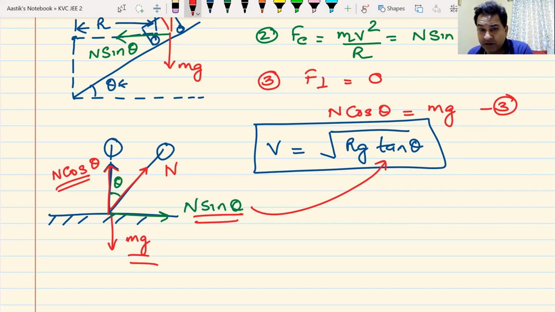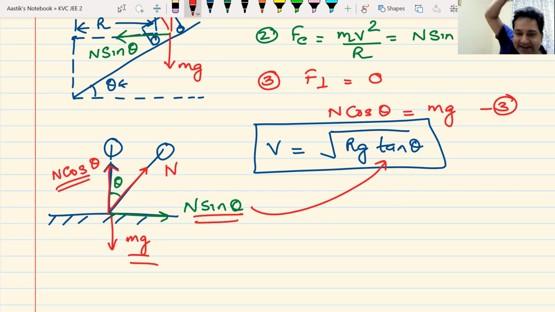Yes, sir. And that is why you see in motorcycle racing, they are turning at very high speeds, and they literally lie on the ground. Because the more the angle theta, the more is the value of tan theta. If theta is 45, tan theta becomes 1. If it is 60 degrees, tan 60 is root 3.